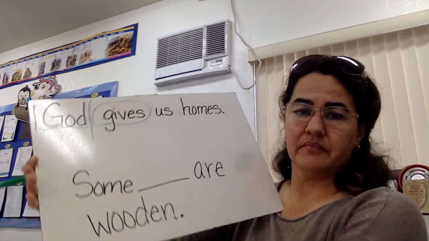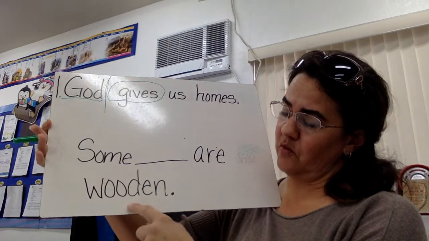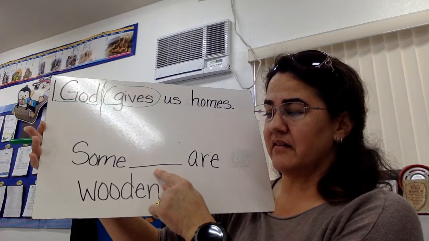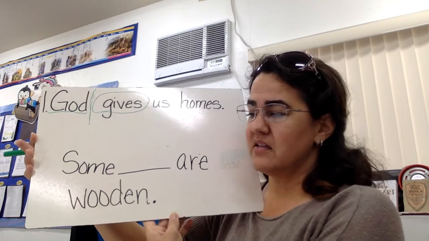Going to the next section on your paper, it says complete the sentence with the subject from the word bank. So we have 3 words. We have Dr. Lee, homes, and we. Number 5 says some blank are wooden. What goes in the blank? That's right, homes. Some homes are wooden. So the subject of that sentence is homes. Good job, boys and girls. I'm going to let you finish numbers 6 and 7.